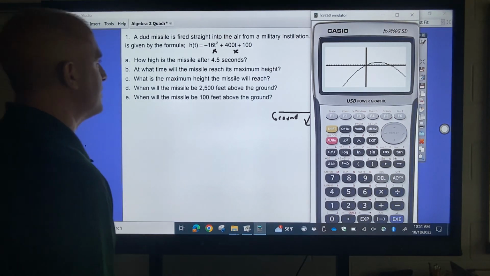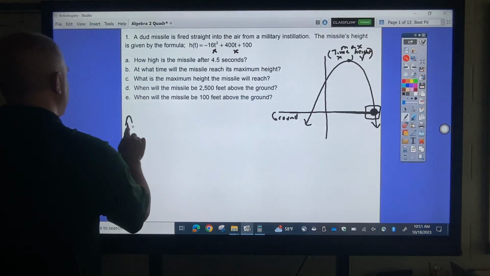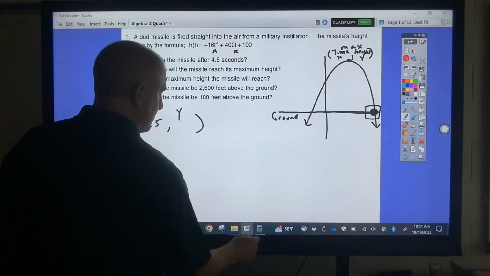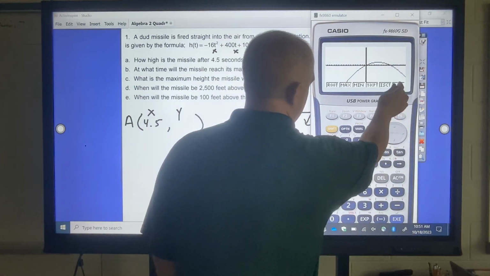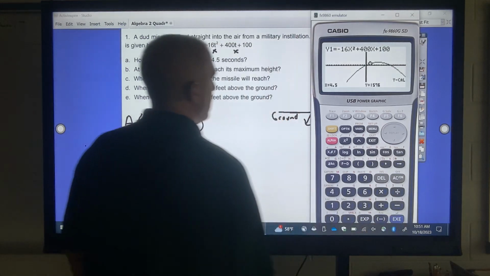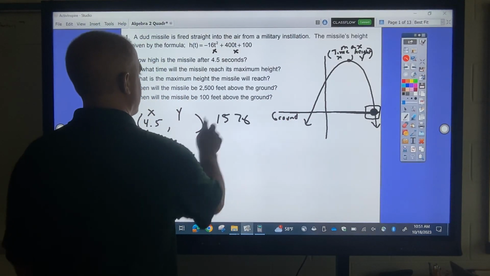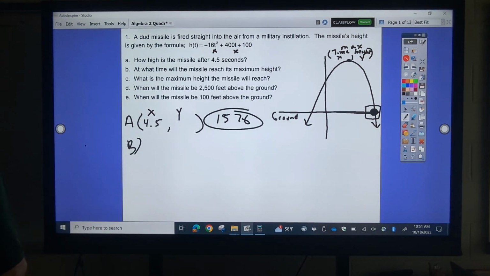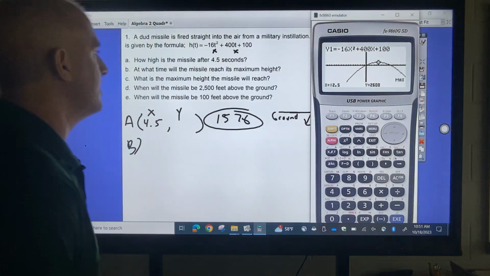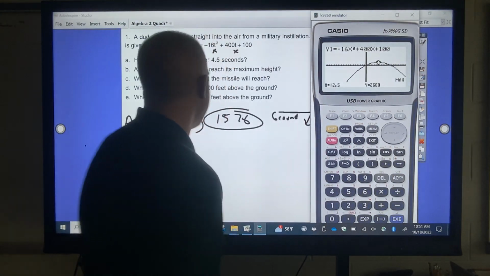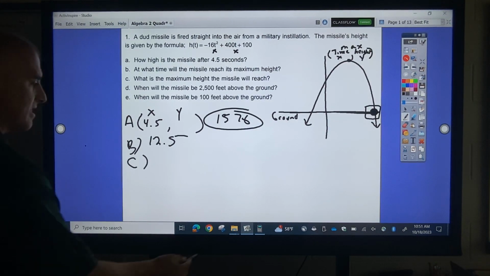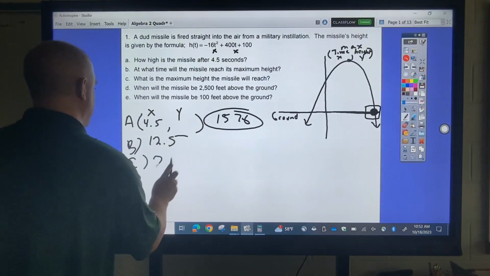How high is the missile after 4.5 seconds? When I'm doing problem A, 4.5 is the x, and I have to find the y. What's convenient is if I go to G-solve and scroll over, I want to calculate y, I put in 4.5, and it tells me 1576. Part B, what is the time when the missile reaches max height? I'm going to do G-solve max. What time? Remember, time is x, so 12.5 would be that. What is the maximum height the missile will reach? Well, the height is the y, that's 2,600.